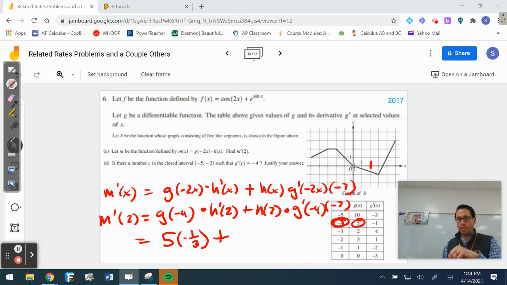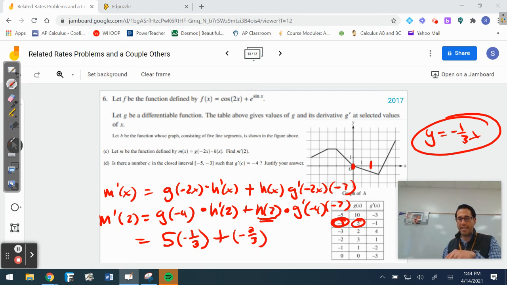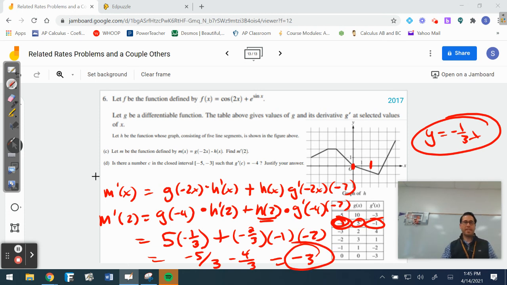That guy right there. Now, you can find the equation of this line, right? The equation of this line is you're at 0, and then you go down 1 over 3, right? So there you go. There's the equation of that line. So at 2, h of 2 would be negative 2/3. G prime of negative 4 is negative 1. And then you got a negative 2. So that would be 5, negative 5/3. 3 negatives makes a negative. Boy, negative 9/3. Boom. Good thing is, you get 2 points for finding the derivative correct.